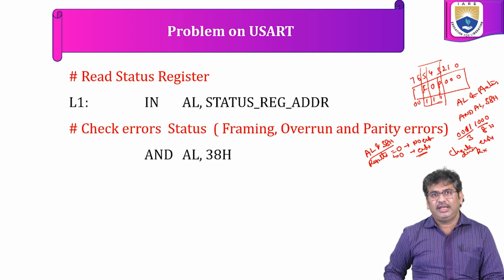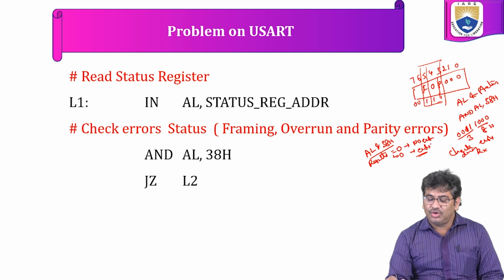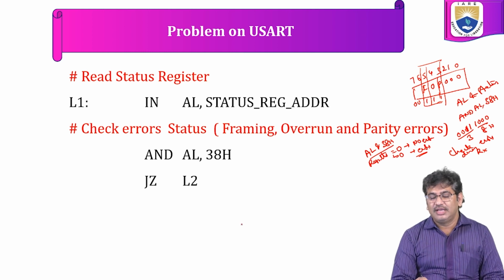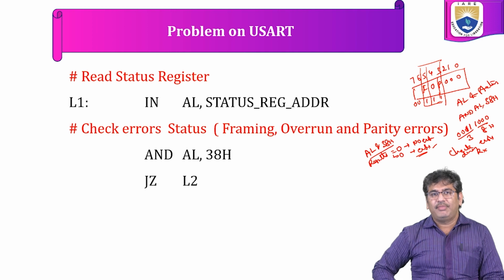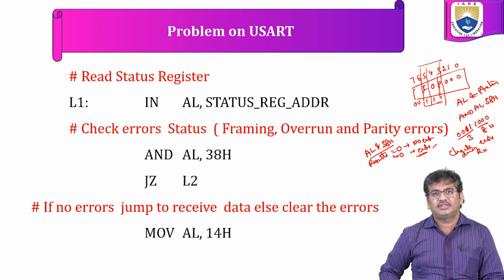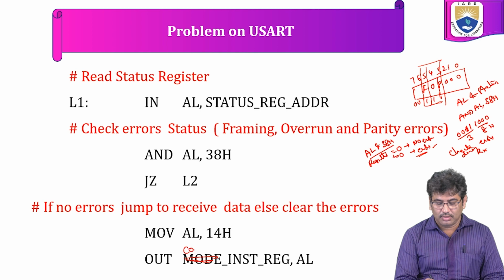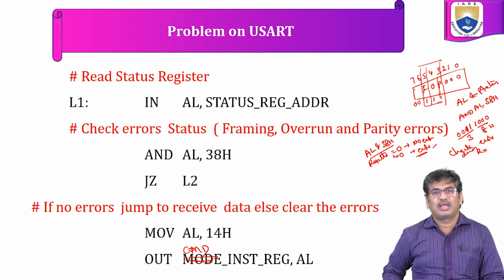So AND AL comma 38H, then we will check whether errors occurred or not. If errors are not there, then you can go for checking whether the receiver is ready or not. So here we will check JNZ or JZ. If it is JZ, that means the result is zero, there are no errors, so we go to label 2. Suppose this condition fails, that indicates some errors occurred. As some errors occurred, again we have to configure the command instruction register for clearing the errors with 14H. So move AL comma 14H. This we are going to write into the command instruction register: OUT command instruction register comma AL.